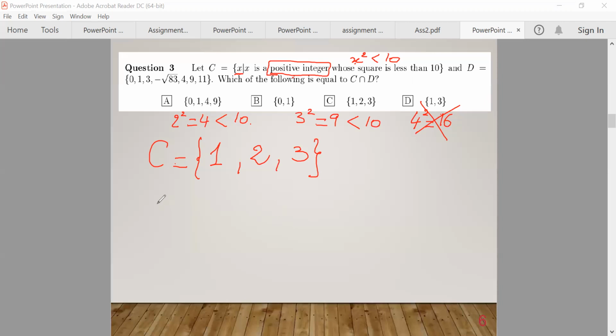Okay. What are the elements now of C intersection with D? 1 is in C, 1 is in D. So it is in the intersection. 2 is in C, but 2 is not in D. No. 3 is in C, and 3 is an element of D. 1, 3. This is the intersection of C and D.